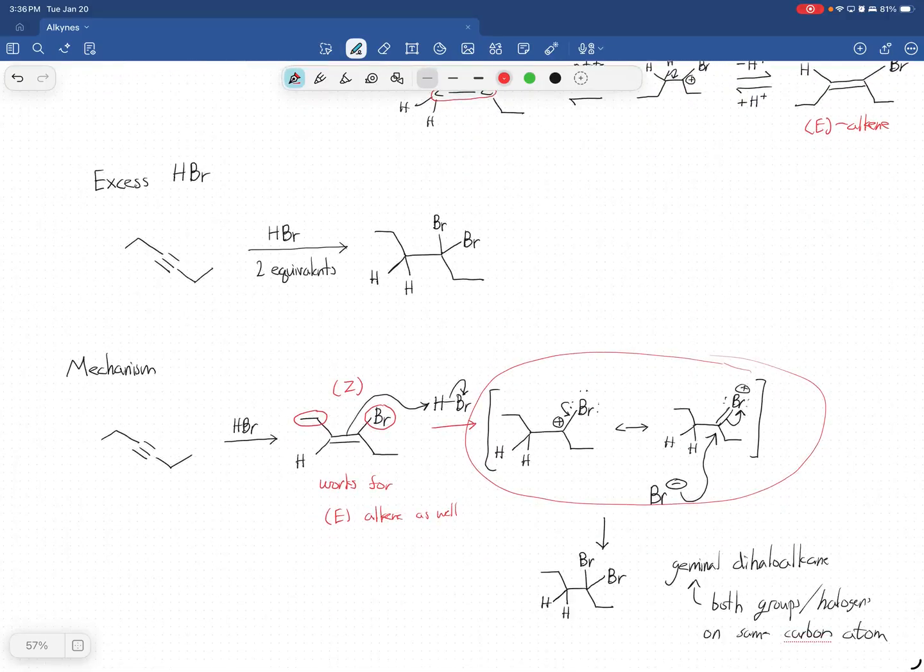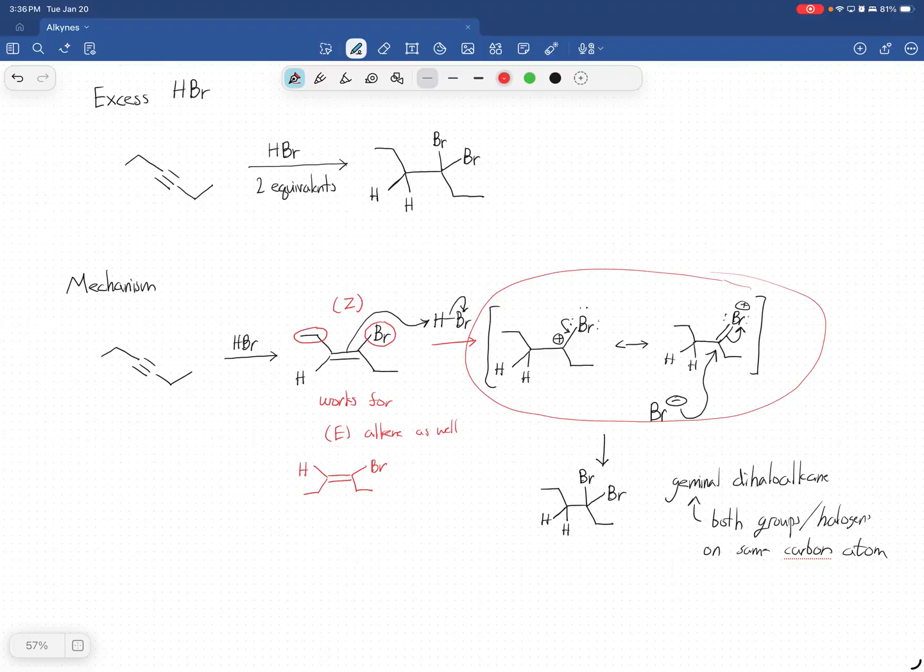So for the E alkene, let's just draw it. You can also use this too. But just know, I showed the mechanism just for the Z alkene. But the same steps apply if you use the E alkene too. So don't be alarmed if you see the E alkene. The same steps apply as well.